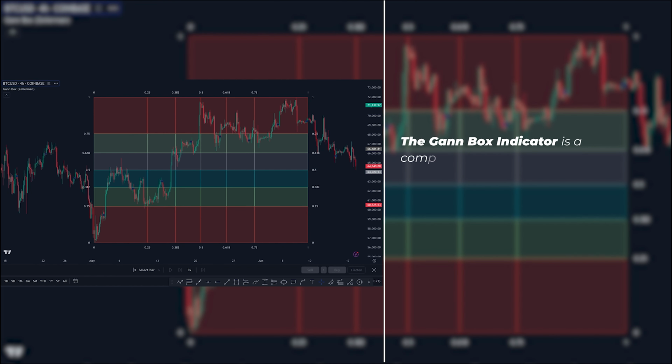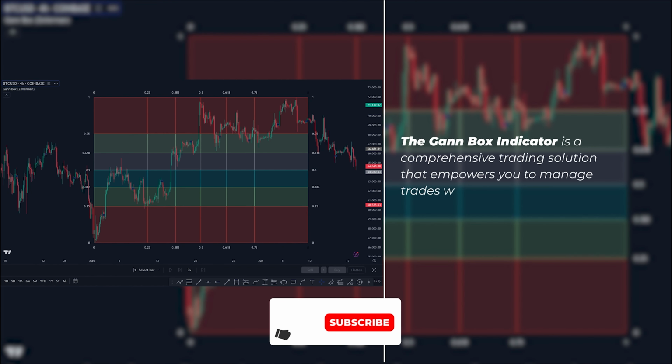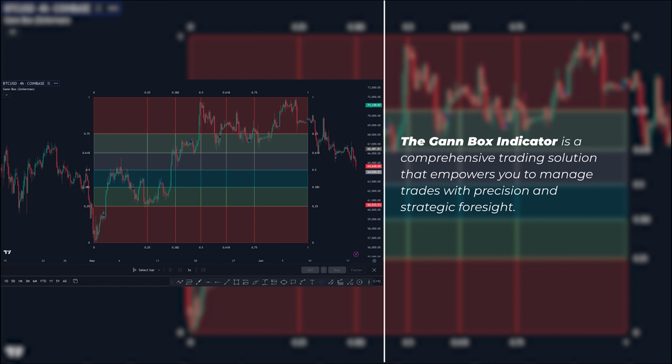The Gann box indicator is a comprehensive trading solution that empowers you to manage trades with precision and strategic foresight. By integrating this indicator into your trading routine, you can significantly enhance your ability to make informed decisions, thereby increasing your potential for higher profitability.